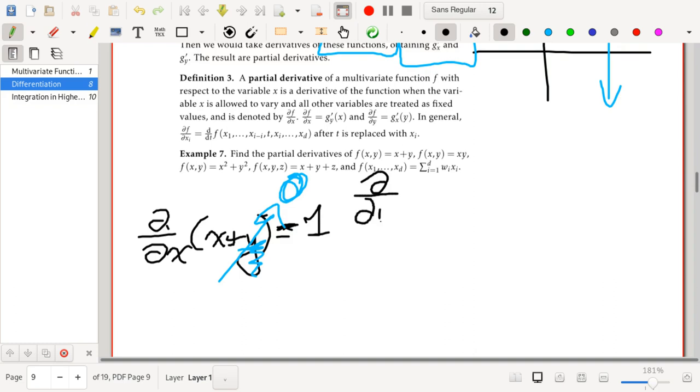And the partial derivative with respect to y of the same thing, apply the same logic. You don't care about x. X has no dependence on y, so that goes to zero. So this is going to also equal one. All right.